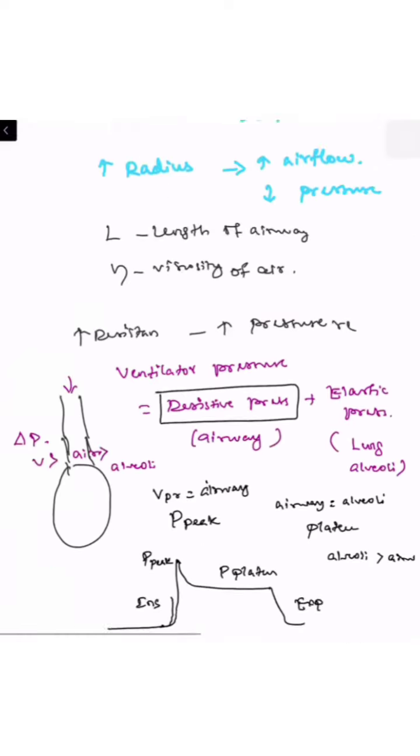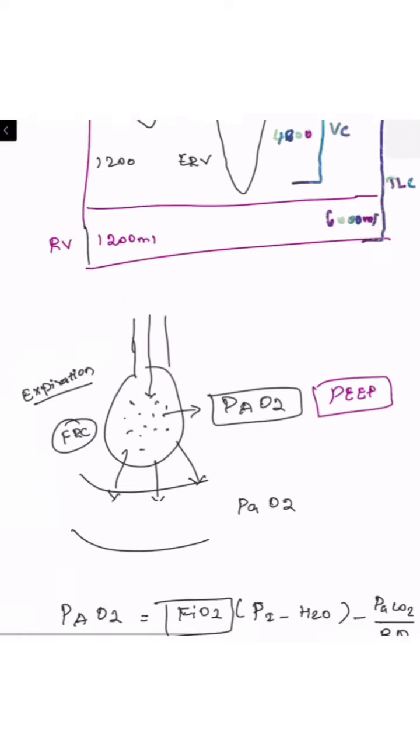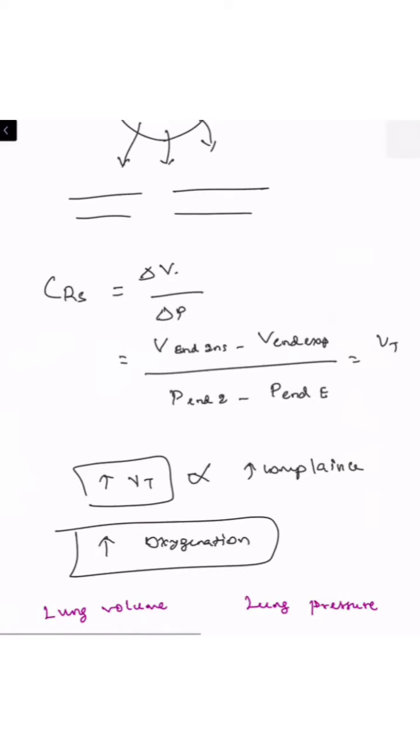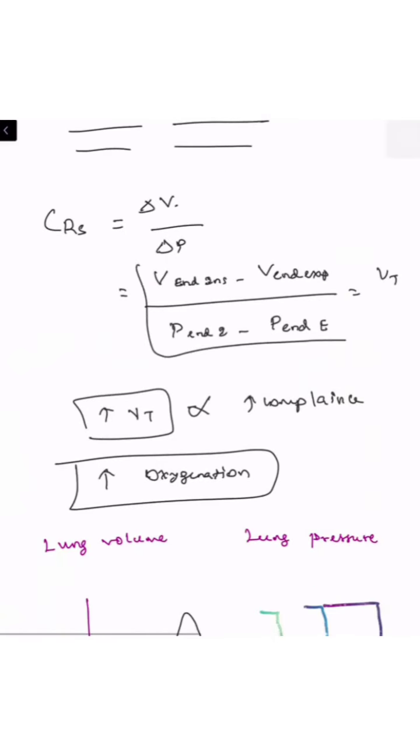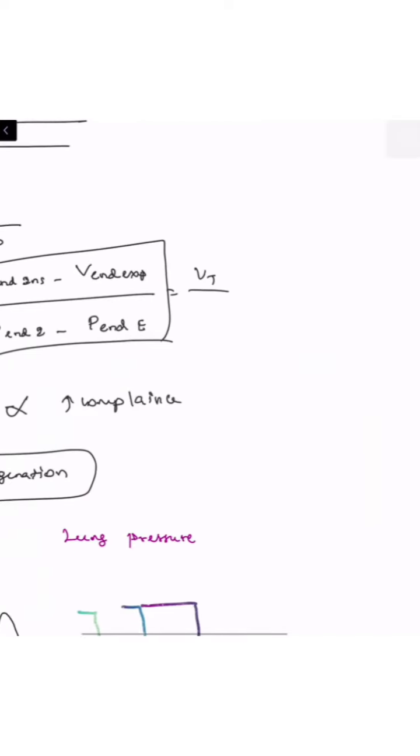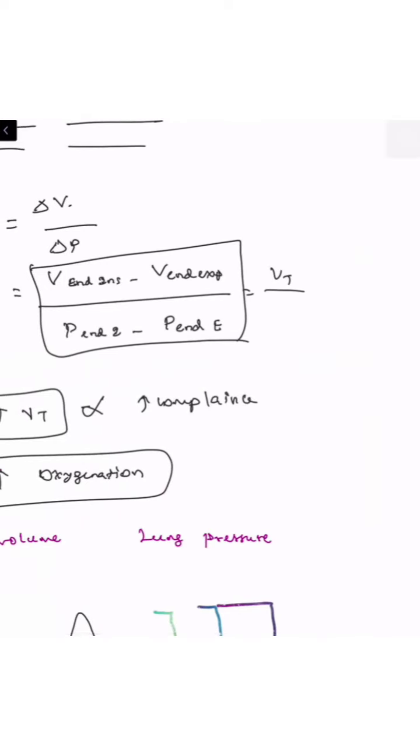So at the initial start of the session, we discussed that the total lung compliance is equal to end inspiratory volume minus end expiratory volume divided by end inspiratory pressure minus end expiratory pressure. So I'm going to substitute this with the things we have discussed till now. The end inspiratory minus end expiratory volume is nothing but our tidal volume. So whenever you wish to increase the lung compliance, you can increase the tidal volume.